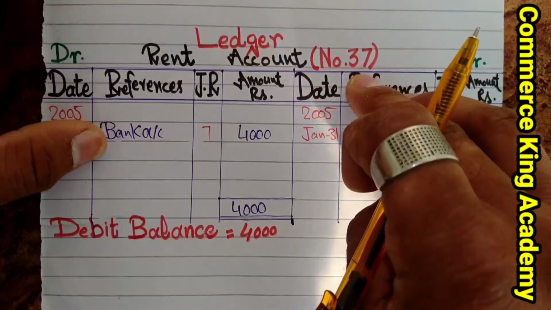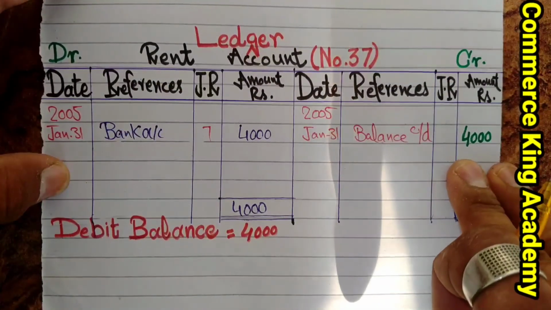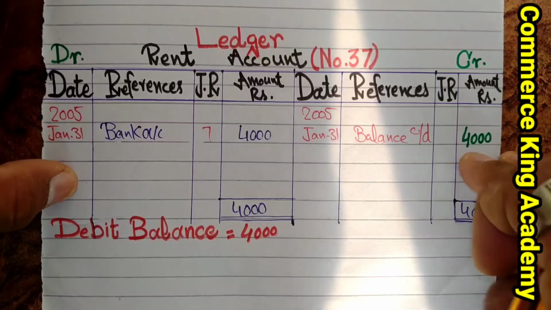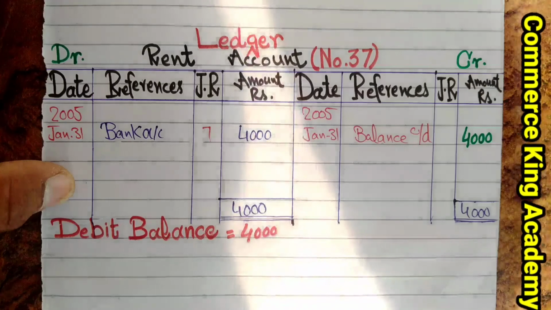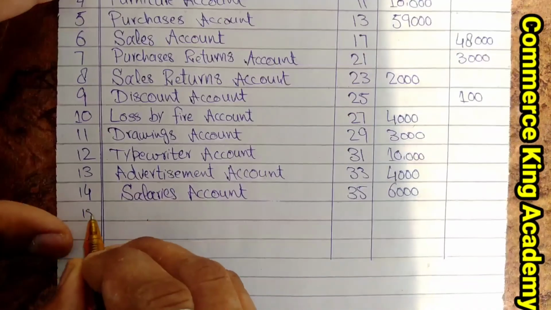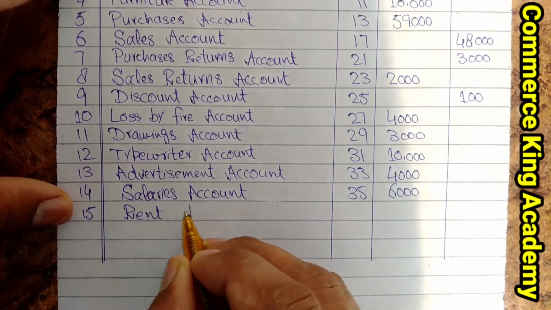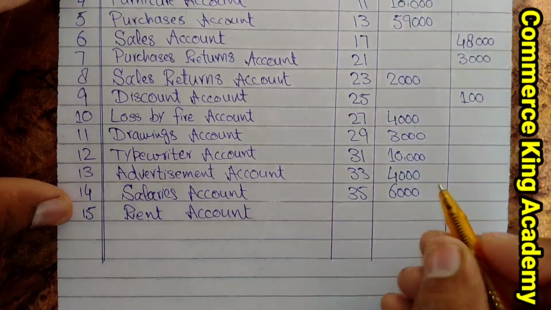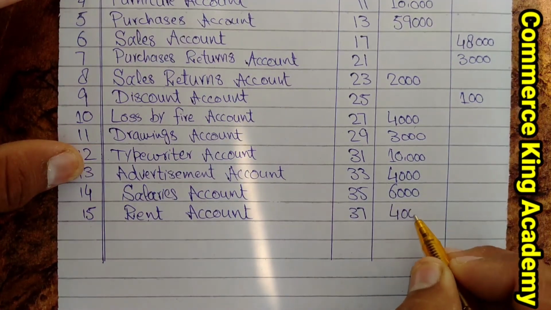Our next and last ledger account is the ledger of rent account with ledger folio number or account number 37. We have a difference of 4,000 rupees on credit side. So debit side is heavier. So we have debit balance 4,000 rupees. Serial number 15, account name rent account, 37, 4,000 rupees debit balance.